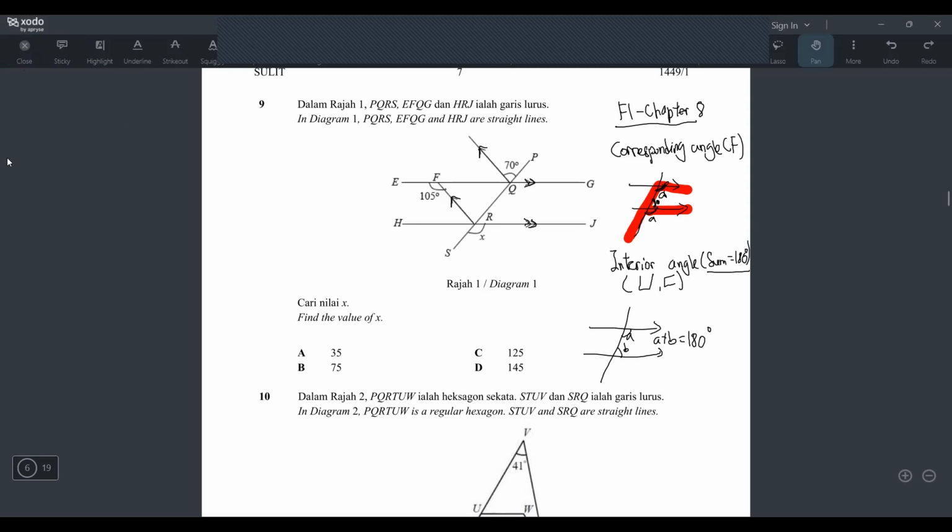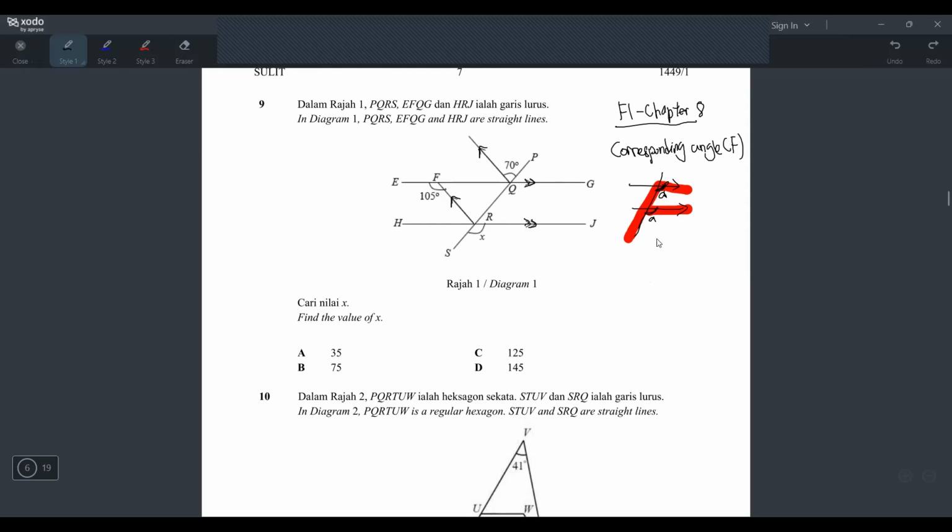Okay, let me write again. Interior angle. What I wrote just now, sum equals to 180, right? And you have to look for the C like that or the U. It's the same thing. If you look at this inside angle and this angle, the sum is 180, and this angle and this angle, the sum is 180. That's what it means.